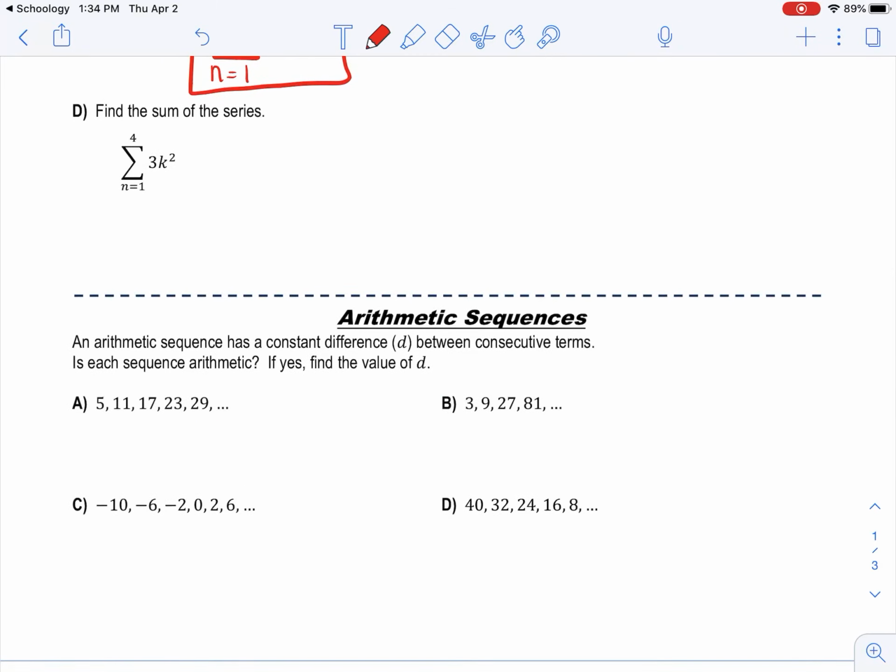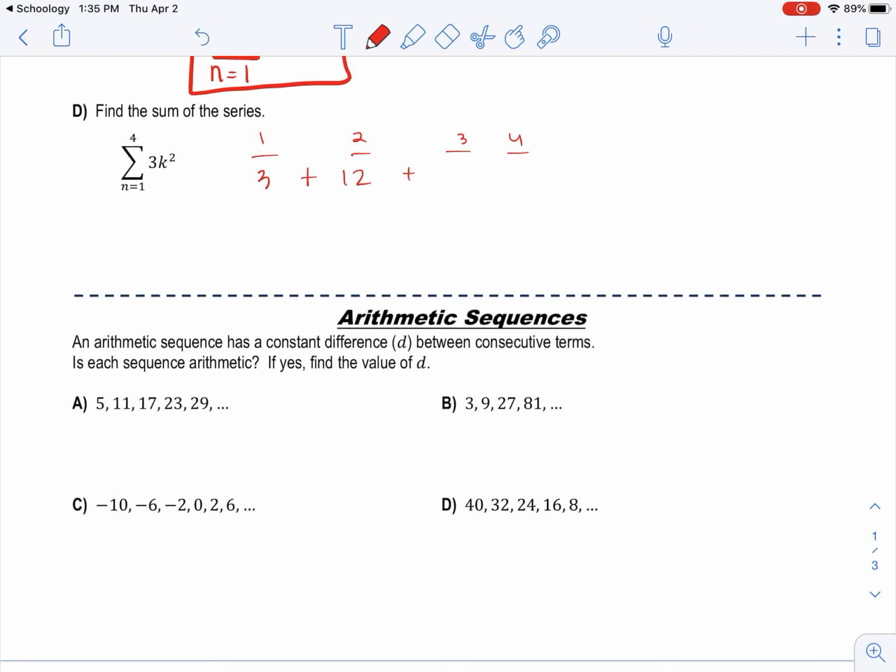All right, last part of the warm-up. Find the sum of the series. So we're plugging in 1, 2, 3, and 4, and we are adding those numbers up. So I'm just going to organize myself here. 1, 2, 3, 4. Plug in each one. Plugging in 1, 1 squared is 1 times 3 is 3. Plugging in 2, 2 squared is 4, 4 times 3 is 12.